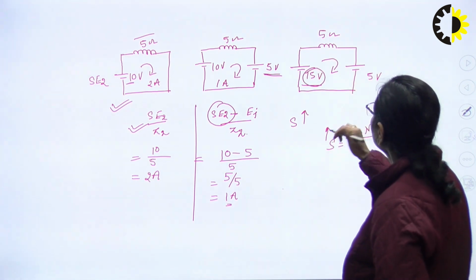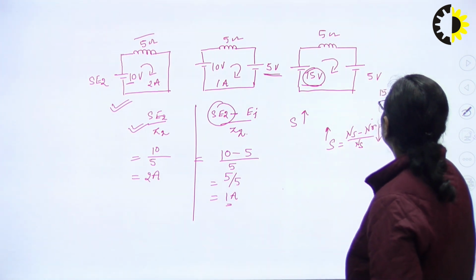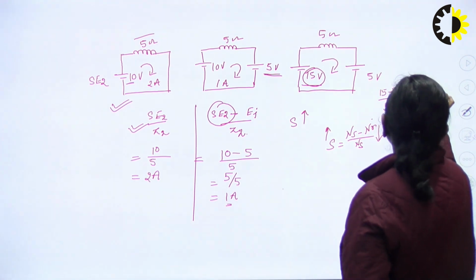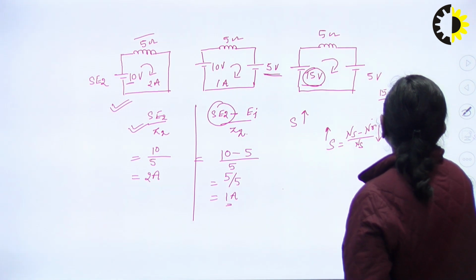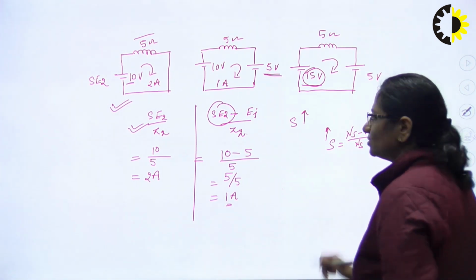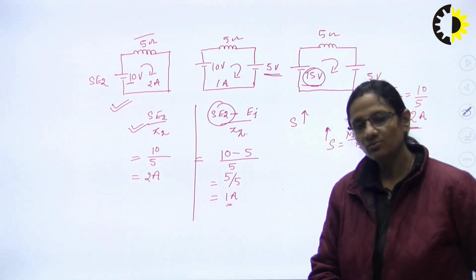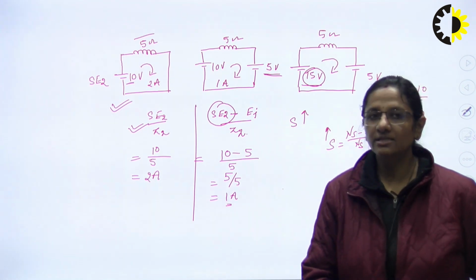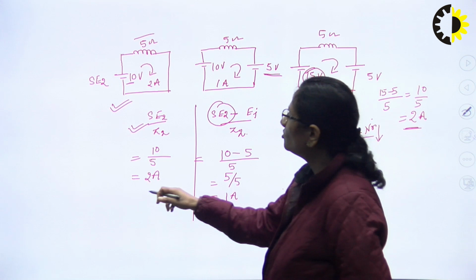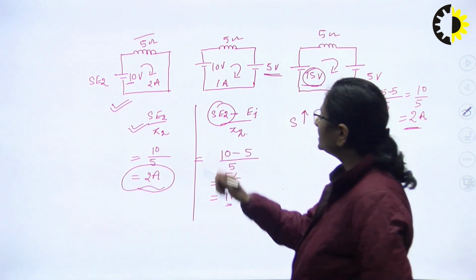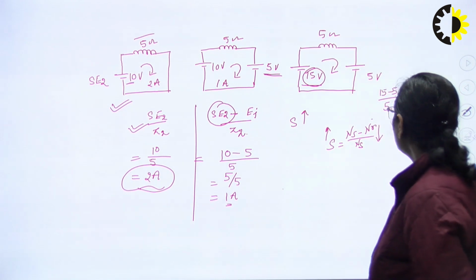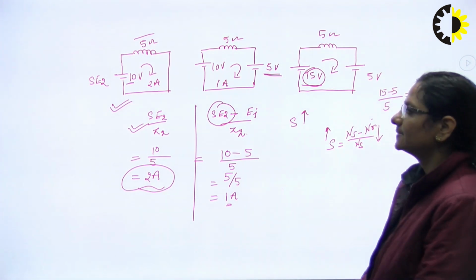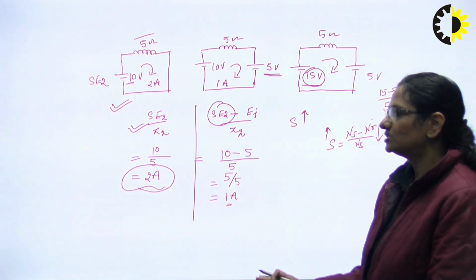So what about the current now? The current will now be equal to (15 minus 5) divided by 5, which is 10 divided by 5, equal to 2 ampere. So the motor current is increased to the original value of 2 ampere. The motor is now developing the same amount of torque which it was developing at the earlier instant, but now it is operating at a reduced speed. So that is the speed control of the motor. Thank you.